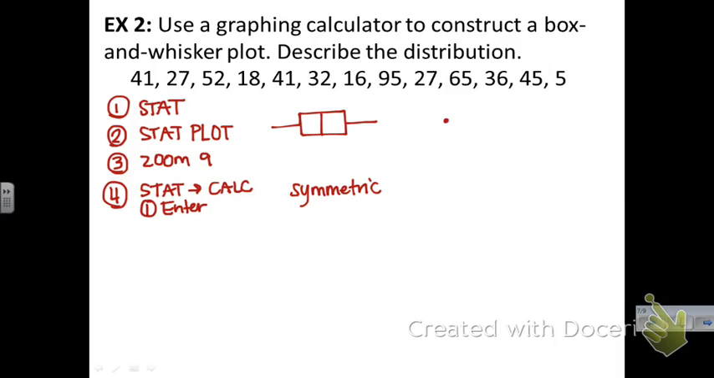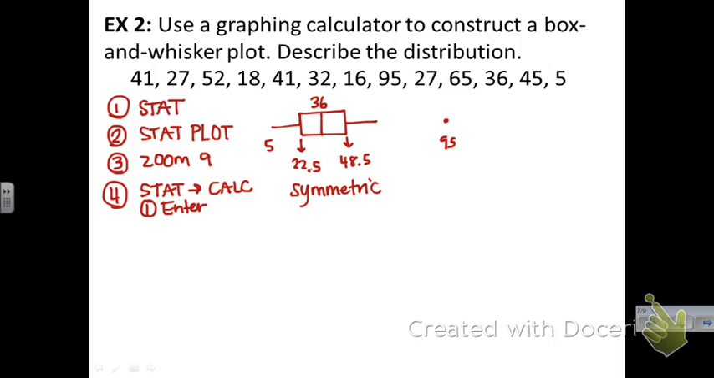It will give you your min value. Our min value is 5. It gives you your quartile 1, which is your lower quartile of 22.5. I'm going to write these numbers in. It gives us our median. Our median is 36. I'm going to write that above. Then it gives you the quartile 3, which is your upper quartile of 48.5. And then it gives you your max value of 95.